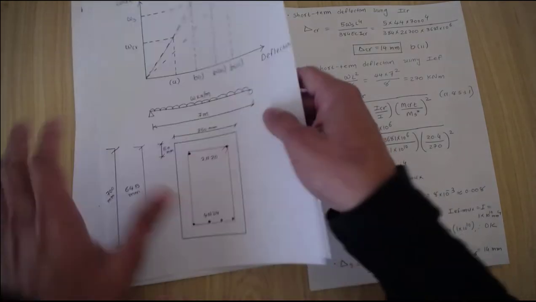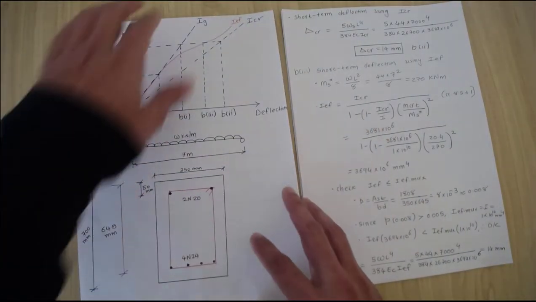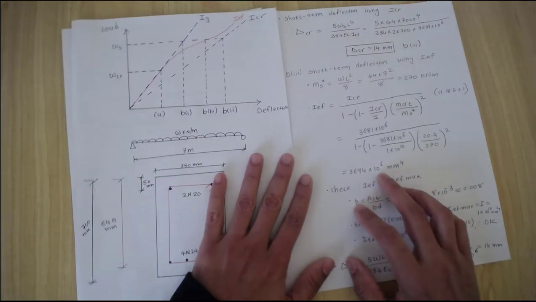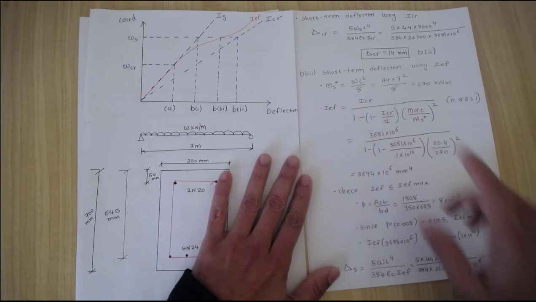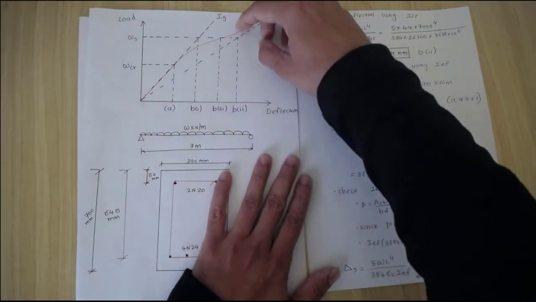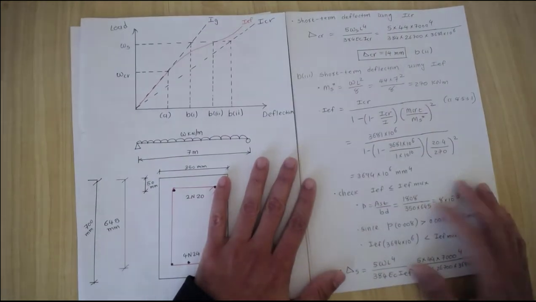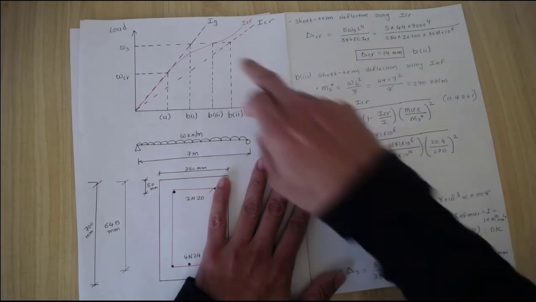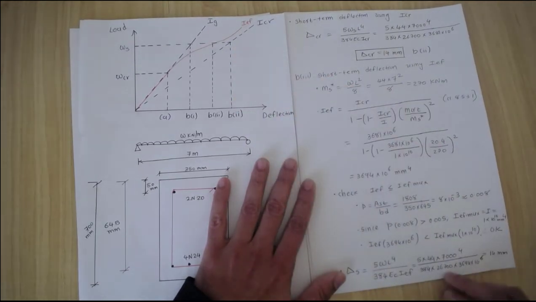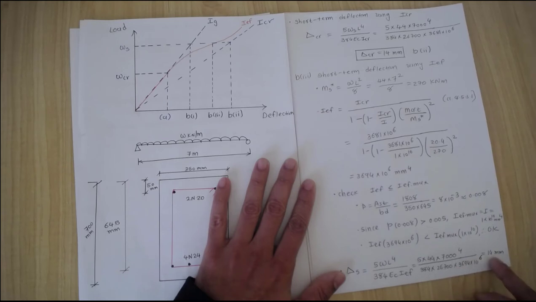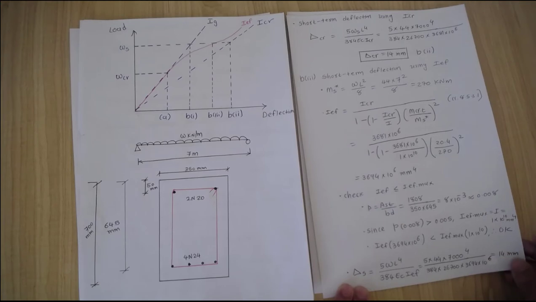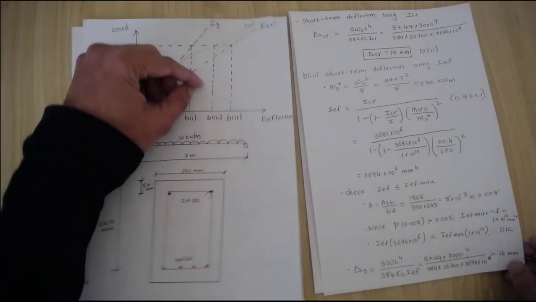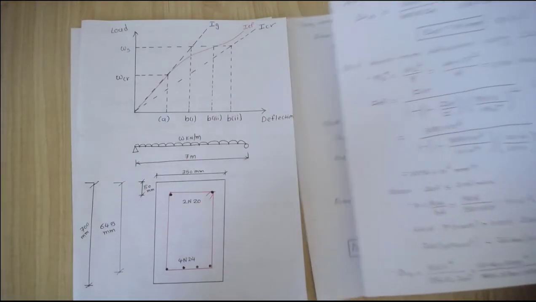I effective, we just calculated in this video, which is 3694 times 10 to the power 6. It gives me 14 millimeters, almost the same as the I crack. It's not a big difference here. So keep in mind, it depends on your I effective and EC values, where the value can be reduced. So that's the deflection at B3, which is 14 millimeters here.